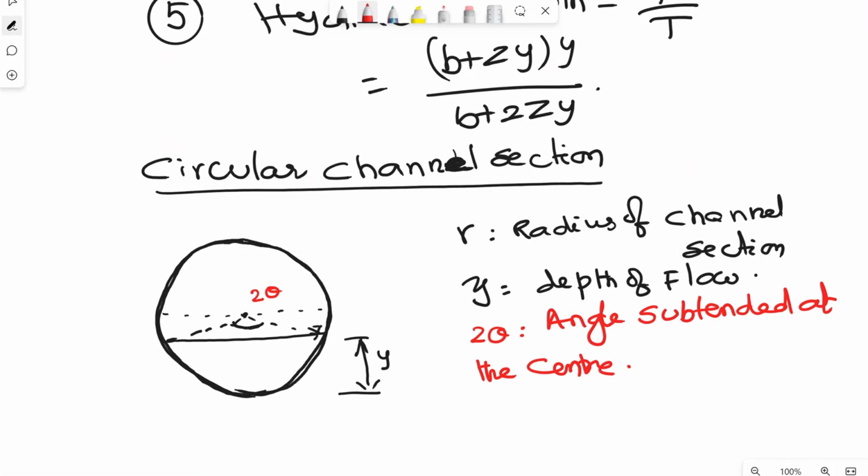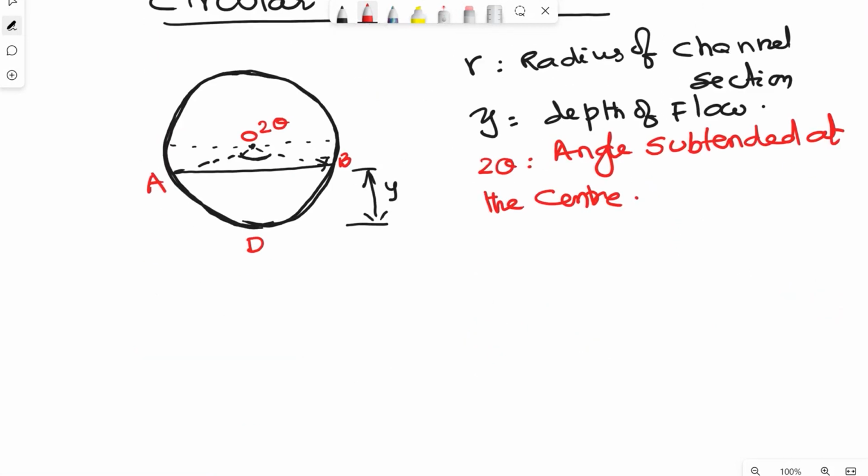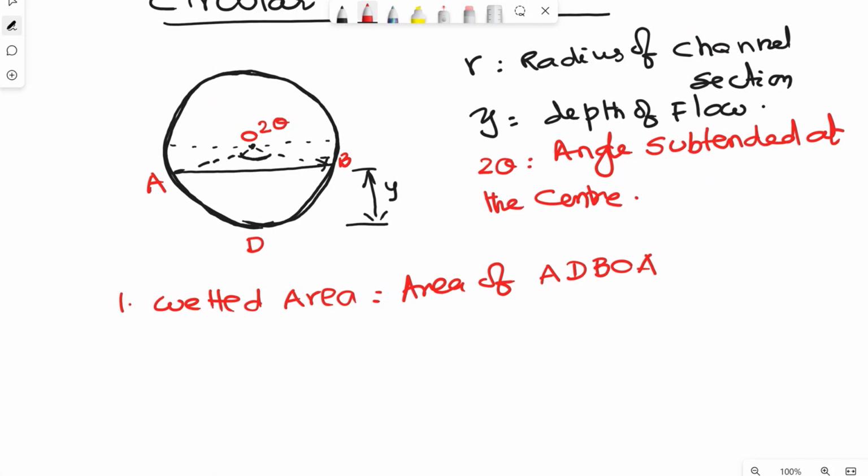So these are the three things I have. Let me call this A, this B, the center O, and the bottom D. Now one after the other we will try. First, before going further, what is the wetted area? Wetted area is how to get it? This is the area of ADBOA, basically the area ADBA.